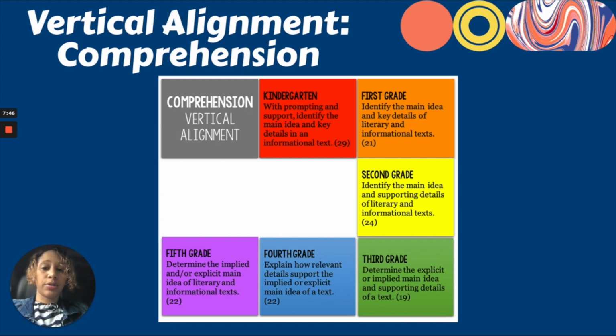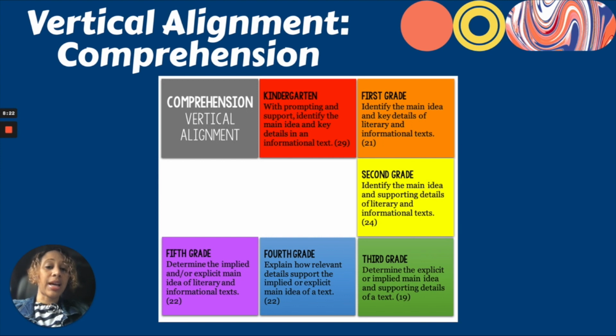So for comprehension, we start with kindergarten with prompting and support. Identify the main ideas and key details in an informational text. That moves in first grade to identify the main idea and key details of literary and informational text. As you can see, there is a very important phrase that changes from kindergarten to first grade, and that is the prompting and support is no longer there. So students should be able to identify those main ideas without the teacher prompting or without the teacher supporting.